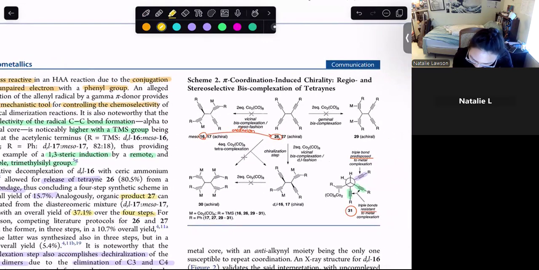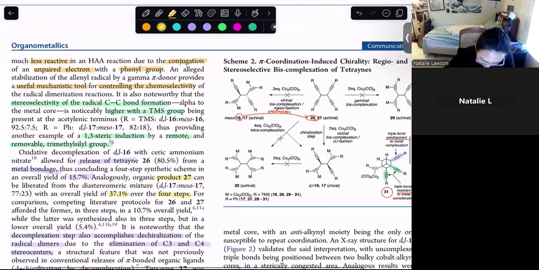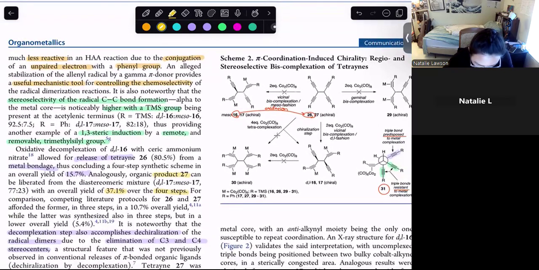Unique literature protocols for 26 and 27 afforded the former in 3 steps in a 10.7% overall yield, with the latter synthesized also in 3 steps but in lower yield. Okay.